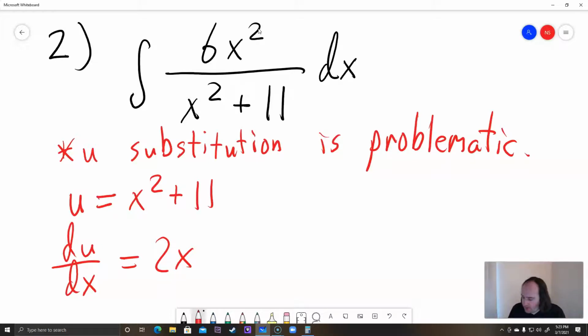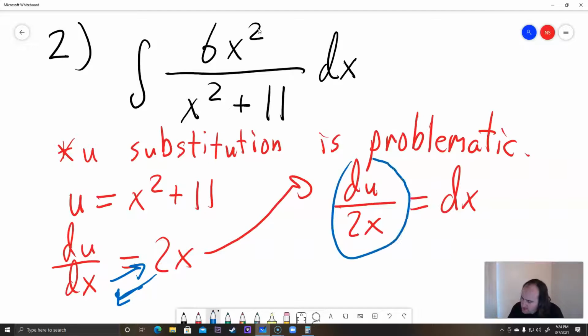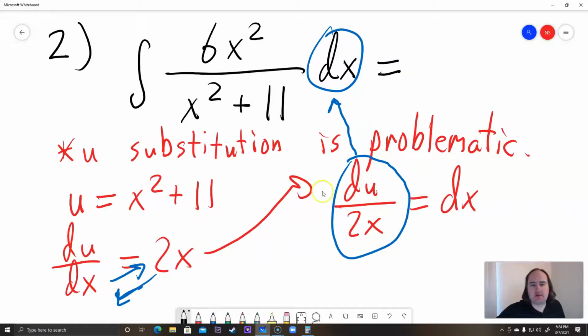You can't do that. But anyway, if you just follow my standard approach, you isolate dx by multiplying both sides by dx, dividing both sides by 2x. Let me show you what you get. We get du over 2x equals dx. So if we plug in du over 2x for dx, something is not going to cancel out, and x is actually not going to cancel out. So our integral is now going to be the integral of 6x squared over u, because the x squared plus 11 is what we let u be.